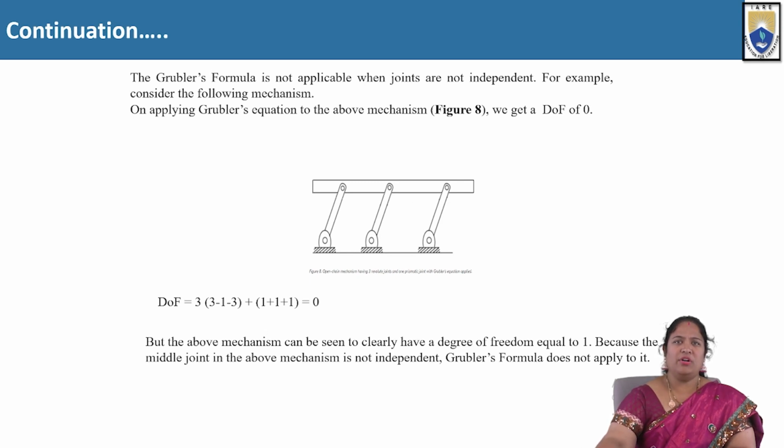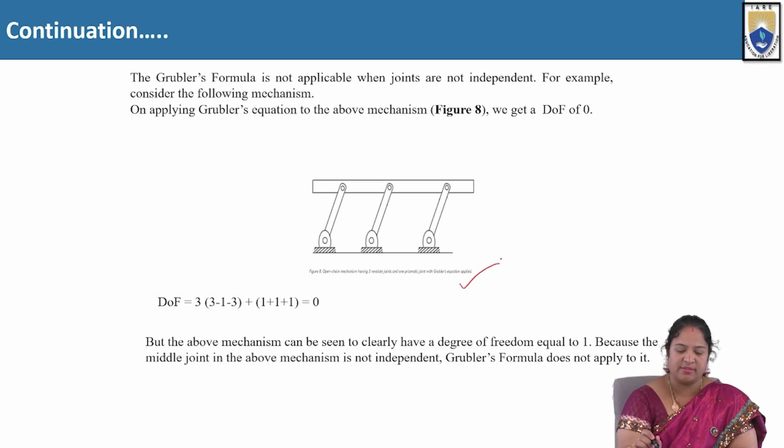Now, moving on to the next mechanism. Here, this is also an open chain mechanism. Right? Now, how do we calculate... why are we calling this an open chain mechanism? Because each and every link is independent, right? Each and every link here is independent, and this comes under an open chain mechanism.